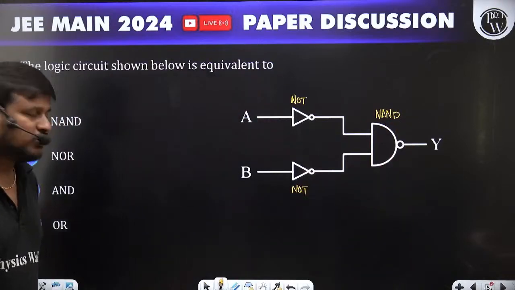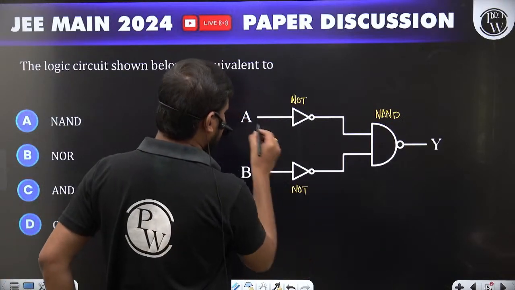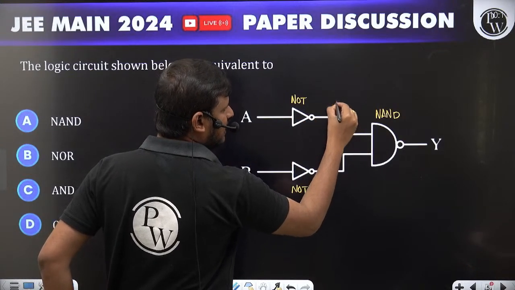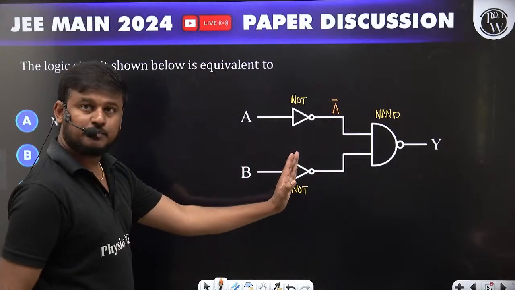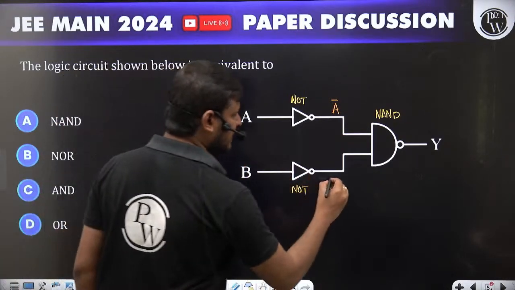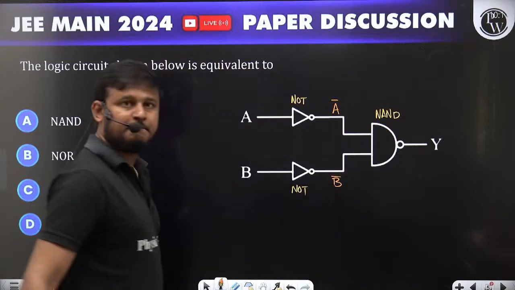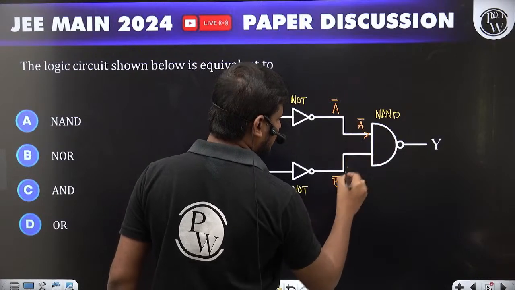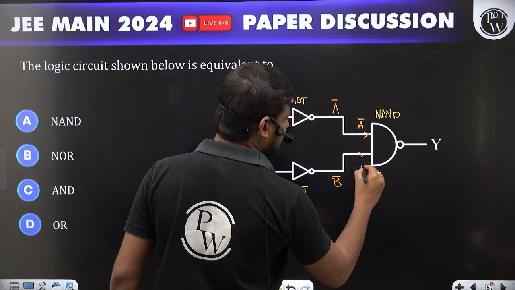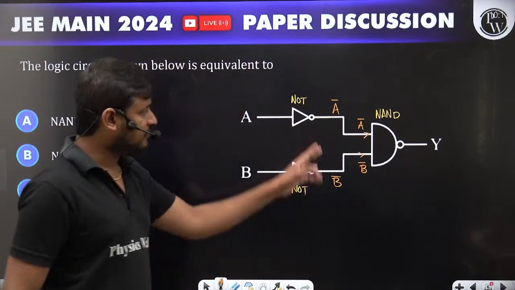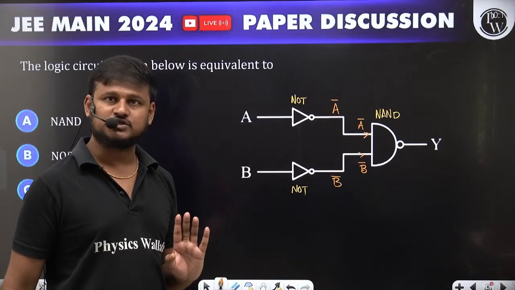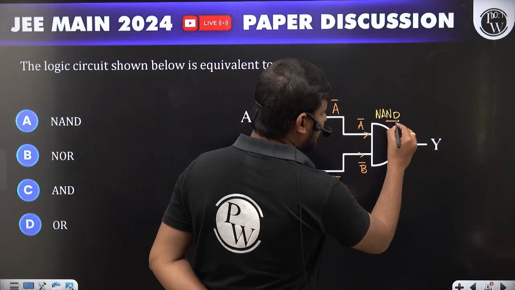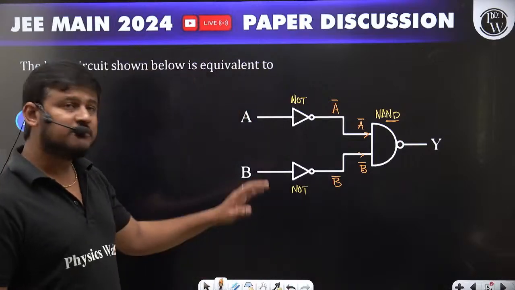Now the input for this one here is A. So A NOT, which is A bar, right? Here B is the input and here is the NOT gate, so we get output as B bar. So now A bar is going as input to the NAND gate, and B bar is going as input to the NAND gate. From here A bar, from here B bar are the inputs, right? Chalo. Now AND, first do the AND part, then keep NOT. AND means what?